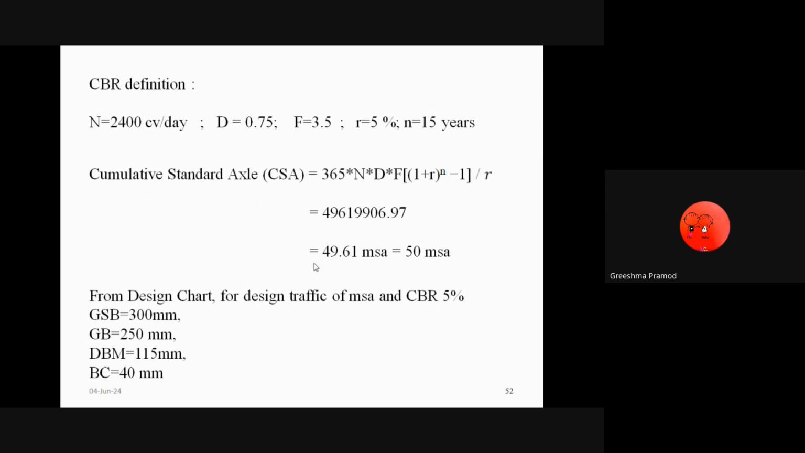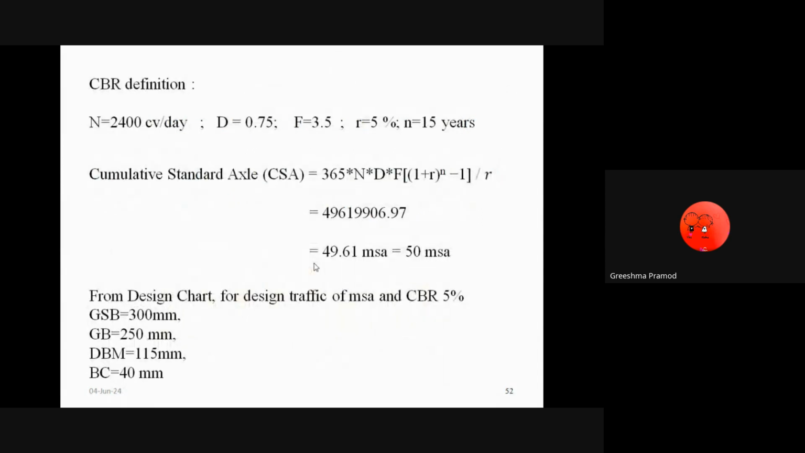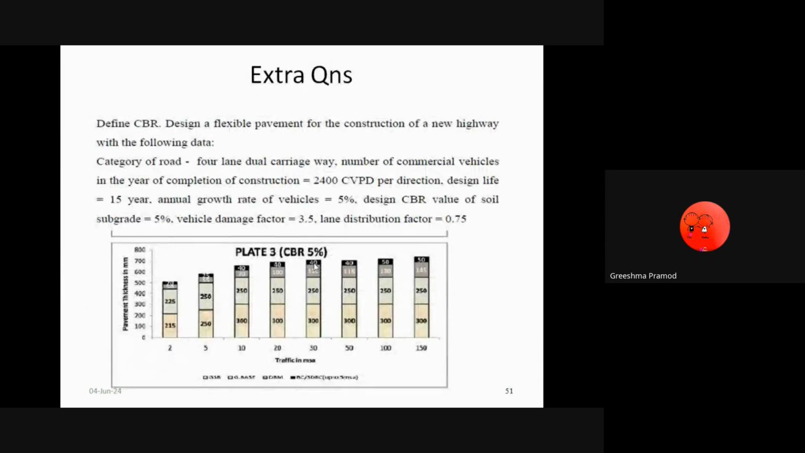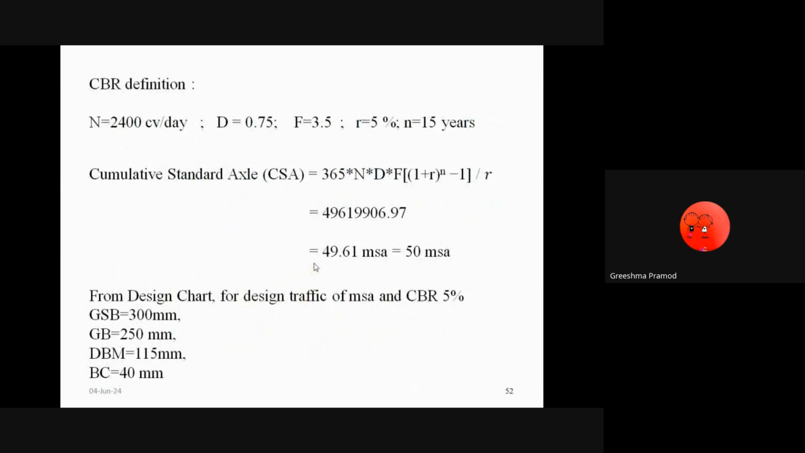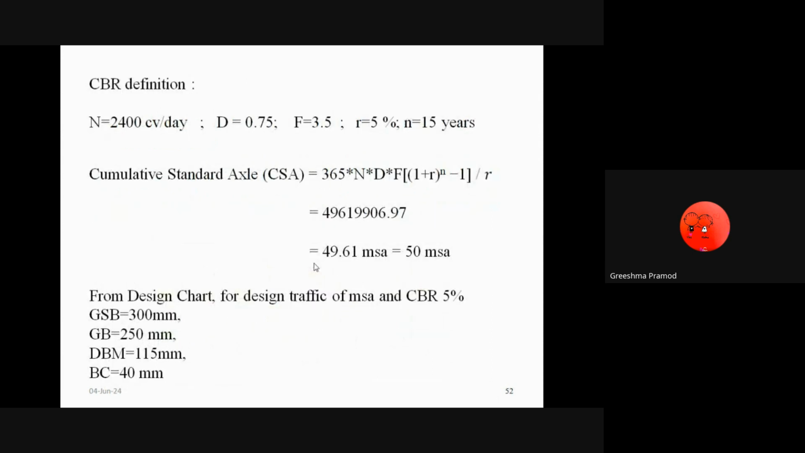Then in the question, they have given the number of commercial vehicles, 2,400. Then the lane distribution factor D is given in the question. F, that is the vehicle damage factor, is given as 3, R is 5%. Then N is equal to 15 years.